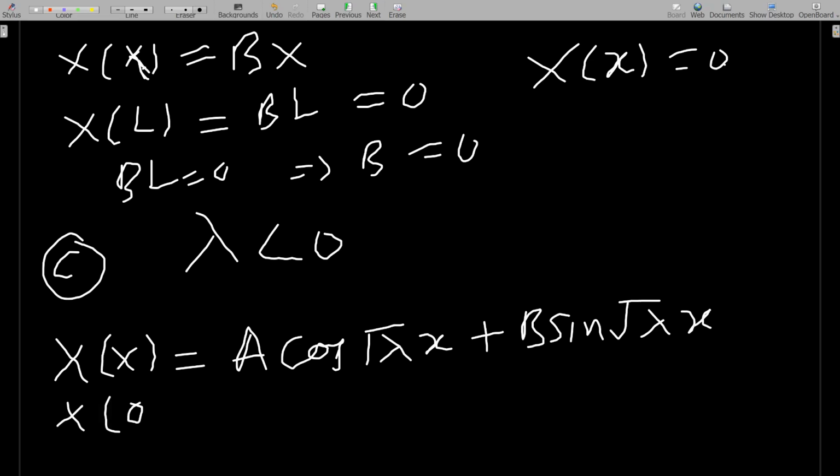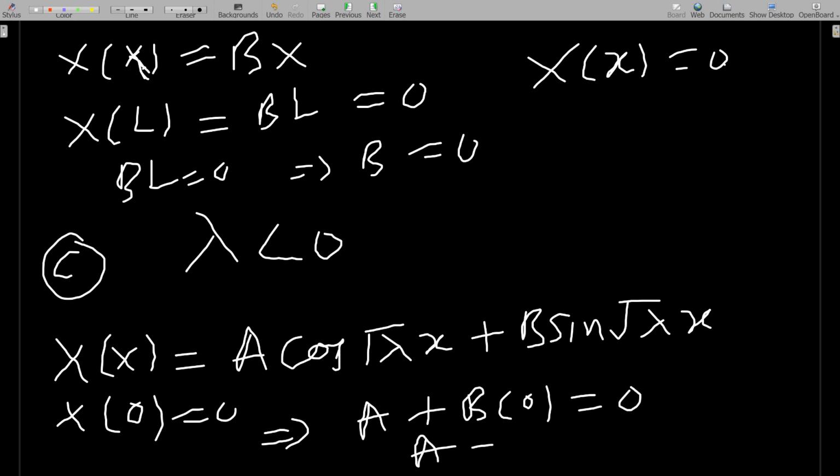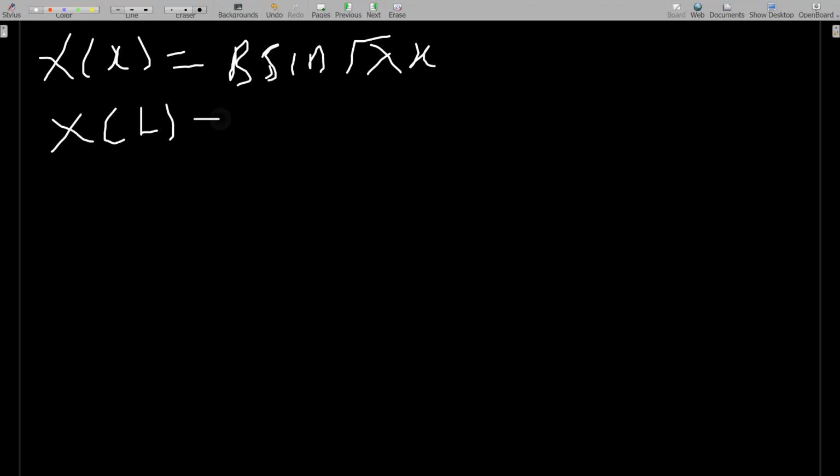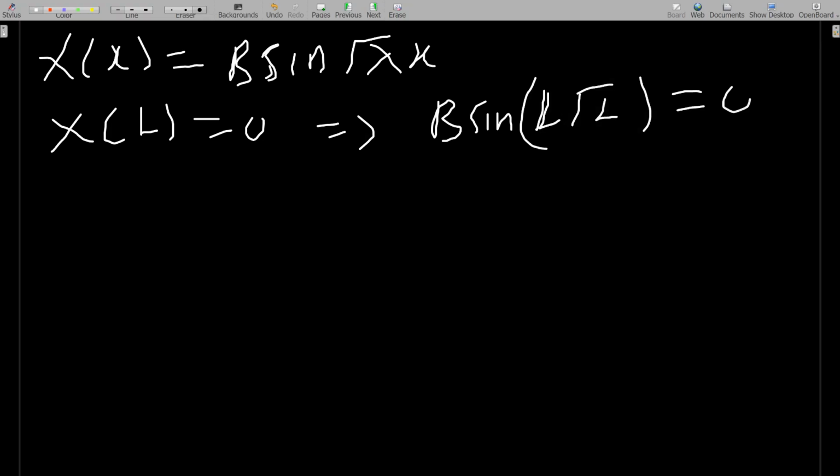And now with the first condition, x of 0 equals 0, it implies that a times cos 0, which is 1, plus b times sine 0, which is 0, should give you 0, and that you have a is equal to 0. Now with this, it means our x of x will reduce to b sine square root of lambda x, because a is 0. But then x of L is also equal to 0, which implies that we have 0 equals b sine of square root of lambda times L. So L square root of lambda should be equal to 0.